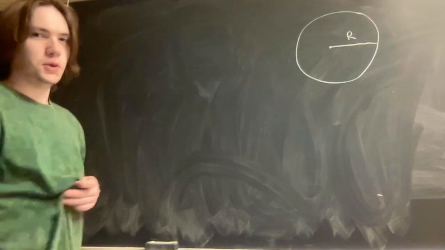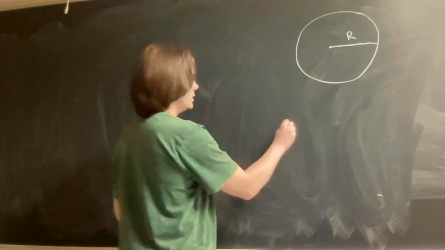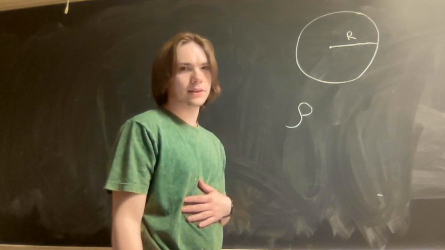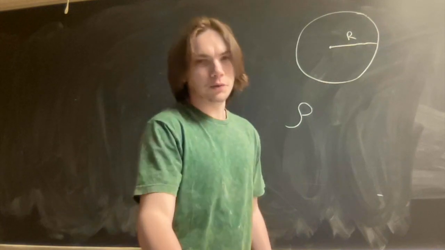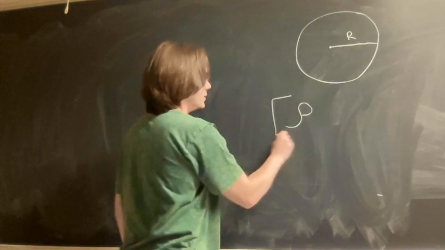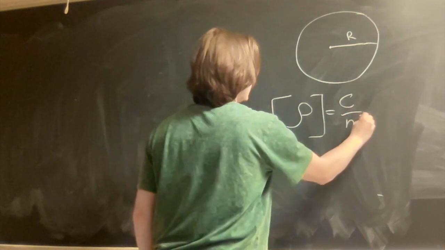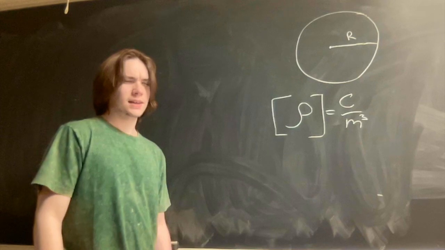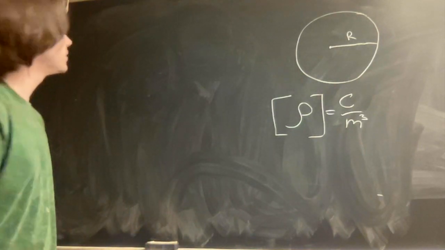The charge is uniformly distributed, so you could use rho as the charge per volume. So the units of rho would be coulombs per meter cubed. And so what we do now is we write Gauss's law.